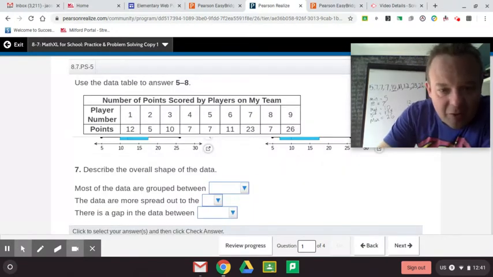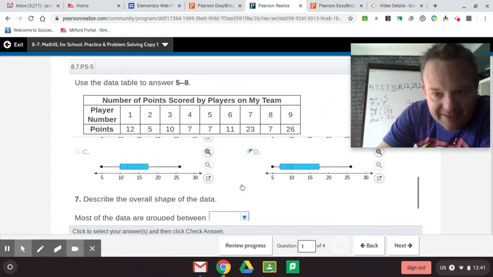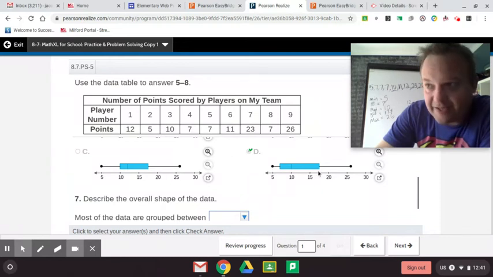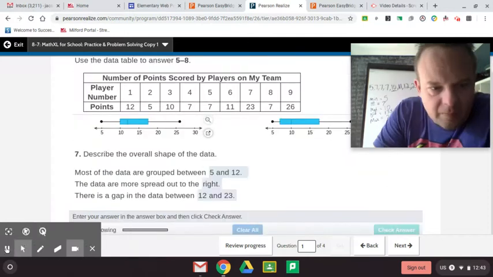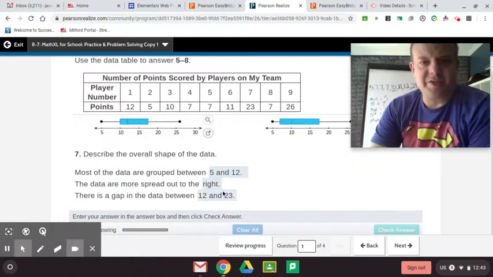And describe the overall shape of the data. It looks like there's 50% of the data there, and there's 50% of the data spread out there. 75% of the data lies between 5 and 17.5. Hold on a second.